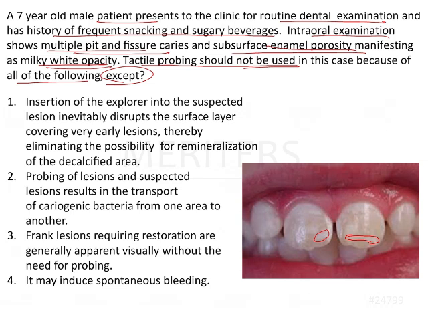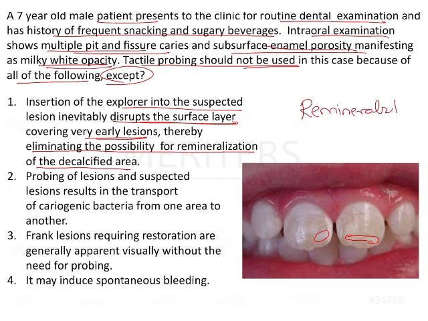The first one says, insertion of the explorer into the suspected lesion will disrupt the surface layer which is covering the very early lesion and thereby eliminate the possibility for remineralization of the decalcified area. Now what does this mean? As we know, caries is a slow process, and the initial stages of caries are still reversible. The top layer before cavitation has occurred is the layer that becomes soft. If the situation improves, there is a chance of remineralization of this layer.